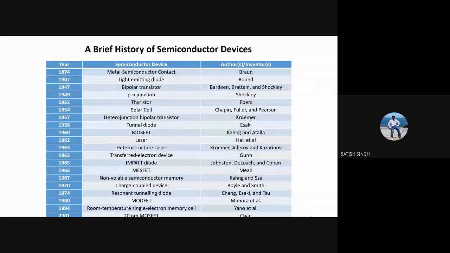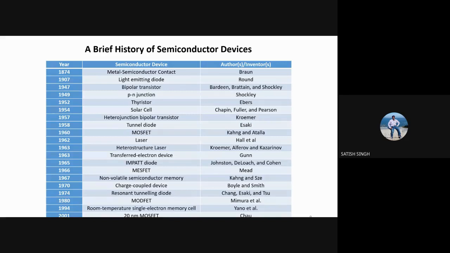So I'll go through a brief history of semiconductor devices that have been invented, and their invention took place right from 1874. It started around 1874, when an inventor named Braun invented the metal semiconductor contact. Then in 1907 we have light emitting diodes. Then the major breakthrough in the semiconductor industry is the invention of the bipolar transistor.